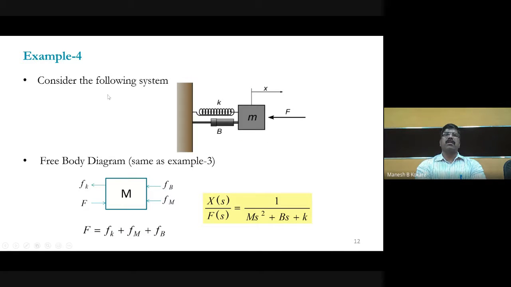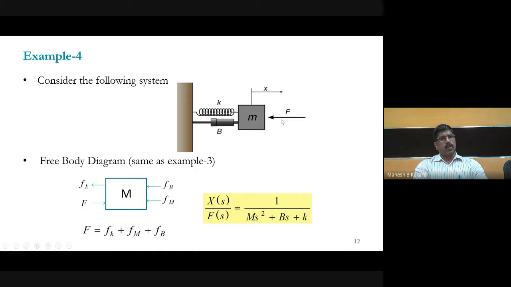Now consider another example. In this translational mechanical system, one end of the spring is connected to the reference and the other end is connected to the mass element. One end of the dashpot is connected to the reference and the other end of the dashpot is connected to the mass, and then the mass is there. Now the force is in this direction, so the input is force and the output will be displacement.